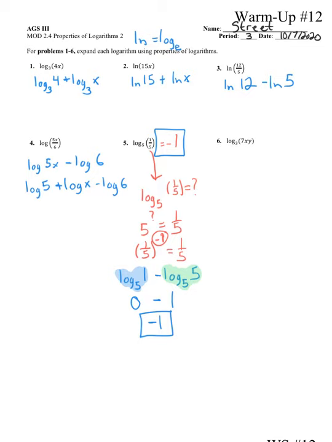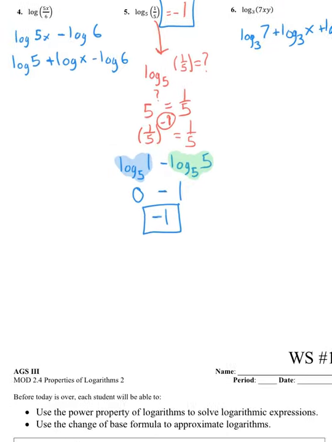All right, last problem, log base 3 of 7xy. So we write that as log base 3 of 7 plus log base 3 of x plus log base 3 of y. Just separate every individual component. Don't leave something still combined. That's really the key for these particular problems.